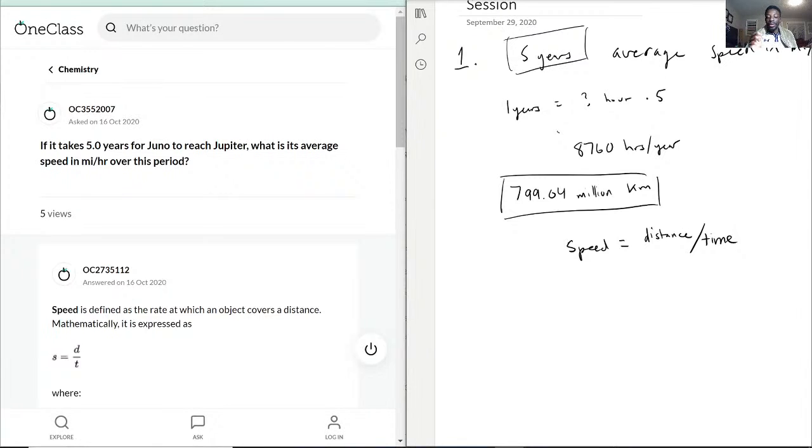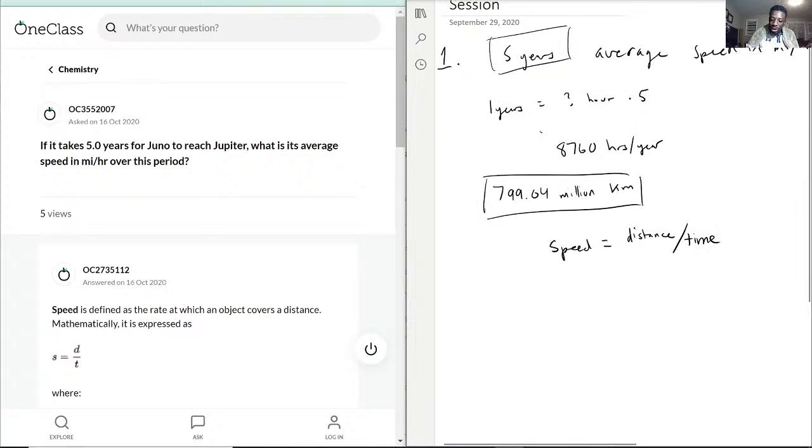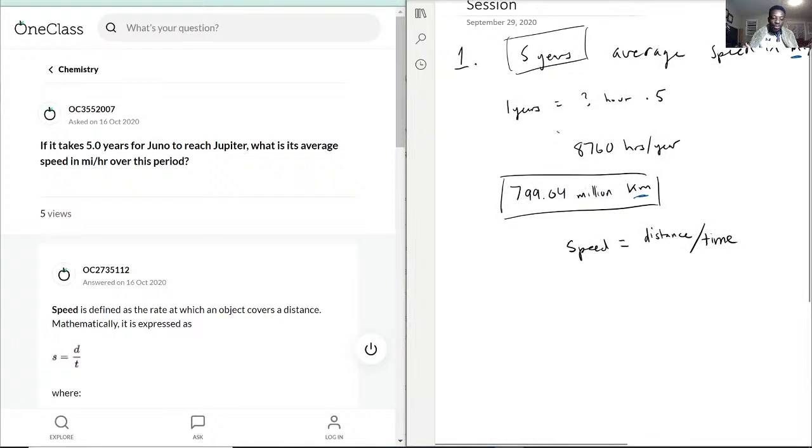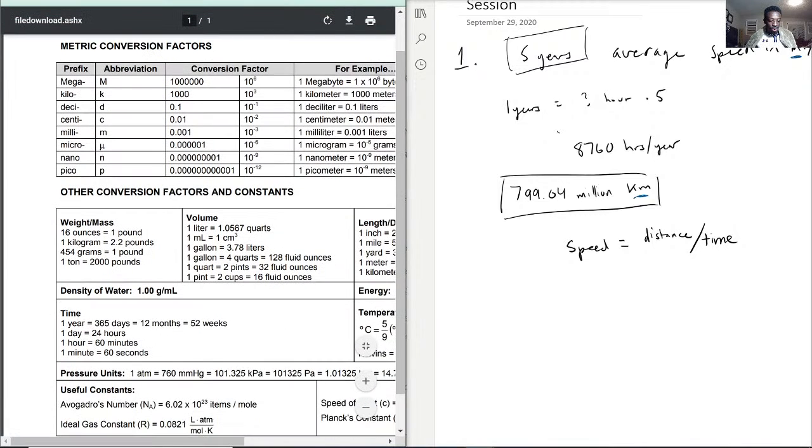I'm going to use a different color so we can keep track. So let's work on distance first. They're asking for average speed in miles, not kilometers. And now here's where, if you do have a conversion sheet, that's great. I actually pulled up some conversion sheets specifically for this because in this lesson there will be quite a few conversions. So here we have it.